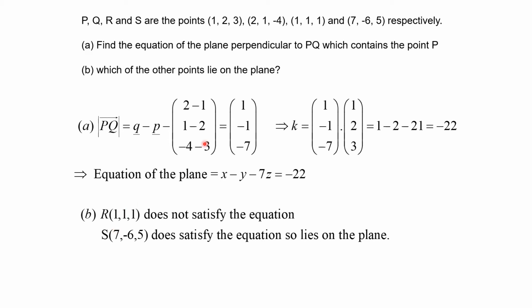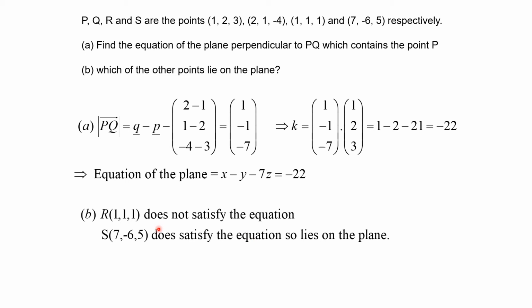For part B, we are required to determine which of the other points lie on the plane. We have used point P and Q in our calculation, and we have obtained the equation of the plane. So it's very obvious that points P and Q lie on the plane. Next, we only have to test whether point R and point S actually lie on the plane.